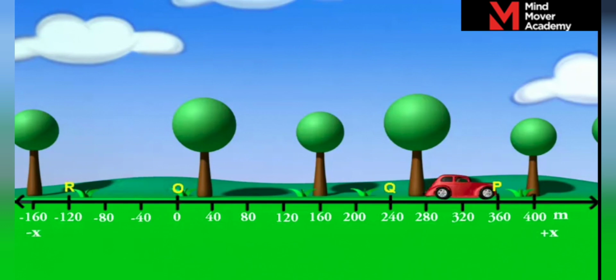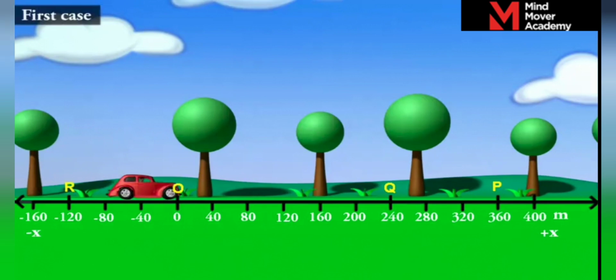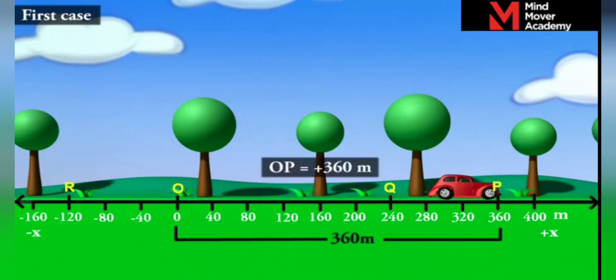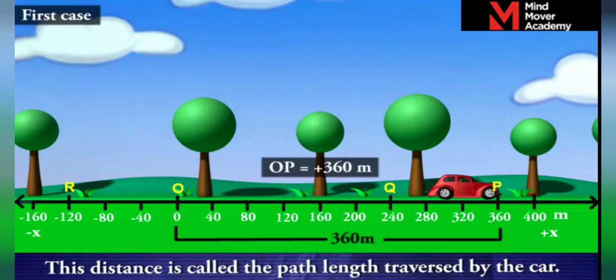Let P, Q, and R represent the positions of the car at different instants of time. Consider 2 cases of motion. In the first case, the car moves from O to P. Then, the distance moved by the car is OP equal to plus 360 meters. This distance is called the path length traversed by the car.